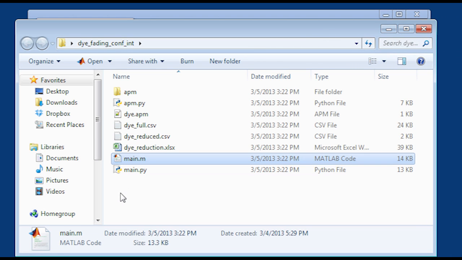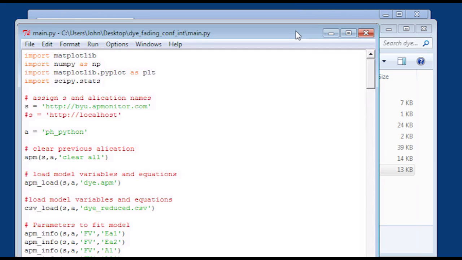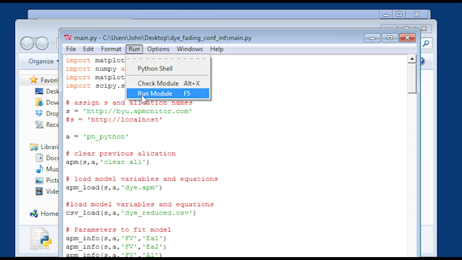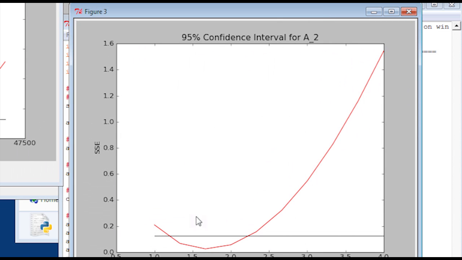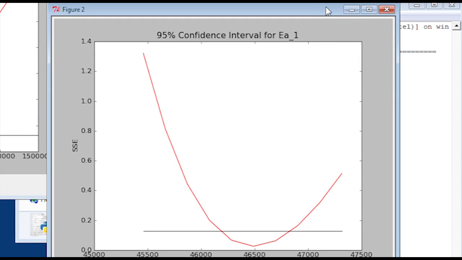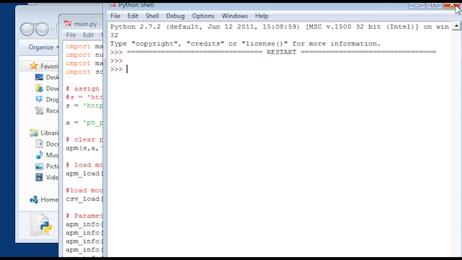Now I'm going to first open up the Python file. I'm going to open that with IDLE, the editor. It shows the syntax highlighting. Then I'm going to run this by hitting F5 or using the menu option there. And there you can see my confidence interval, in this case for the dye fading experiment. This actually included some real data, and there you can see the confidence interval for A2 as well. So there are actually 6 parameters in this case, and you can see the different confidence intervals. These are nonlinear confidence intervals for each of these parameters.